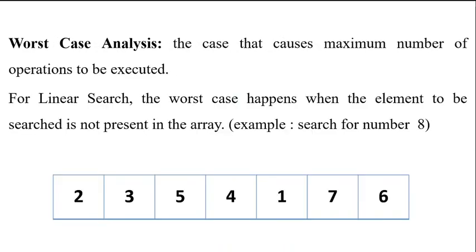The worst case analysis is the case that causes the maximum number of operations to be executed. We also have linear search, where the worst case happens when the element to be searched is not present in the array. For example, if you search for 9 or 8, which is not there, this is the worst case for the algorithm to find it.